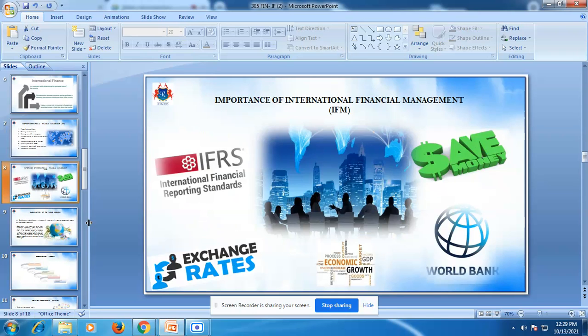The next part is the importance of international financial management. There are various reasons for the importance of international financial management. International finance plays a crucial role in international trade and the economic exchange of goods and services. It is important for a number of reasons. The most notable ones are listed here.